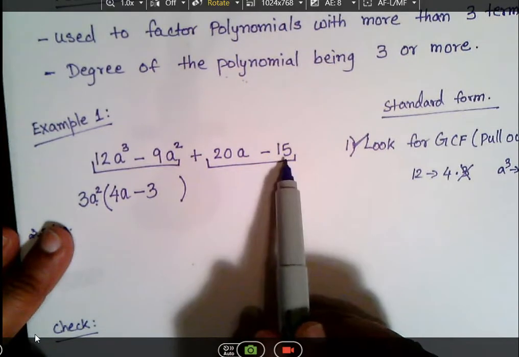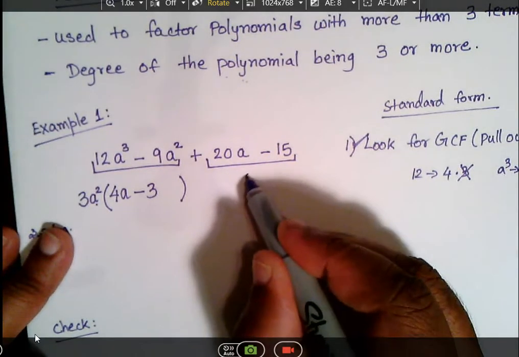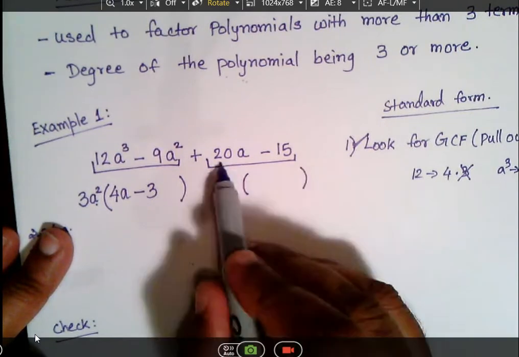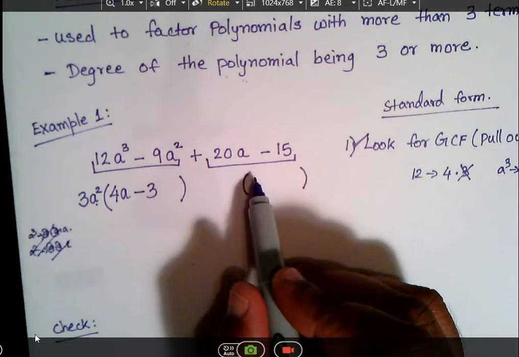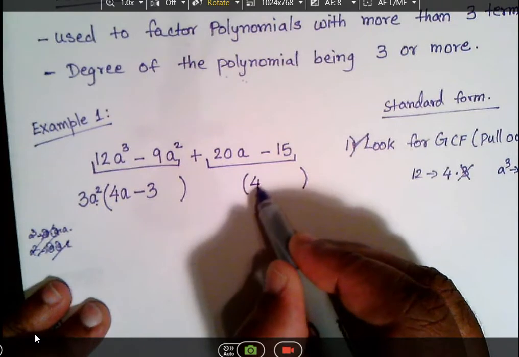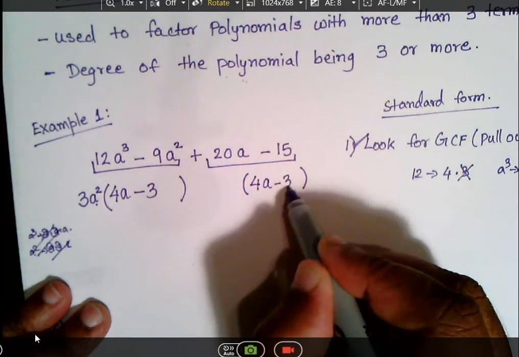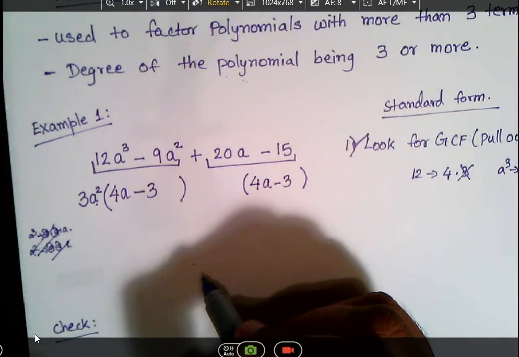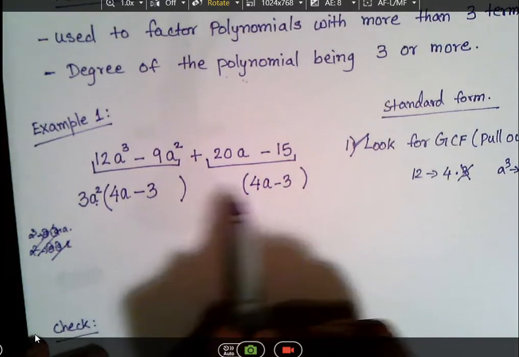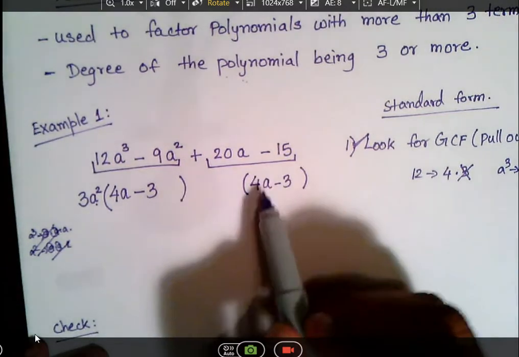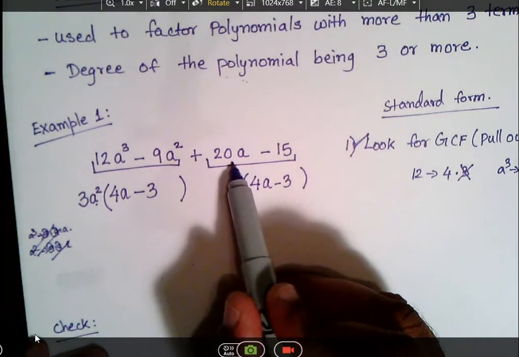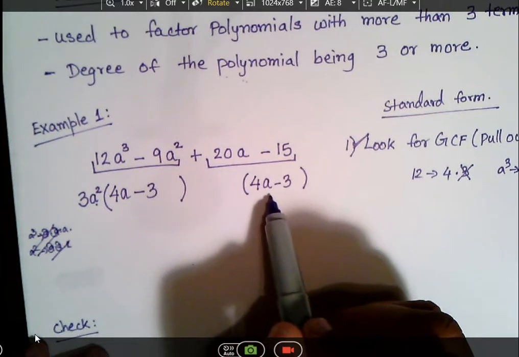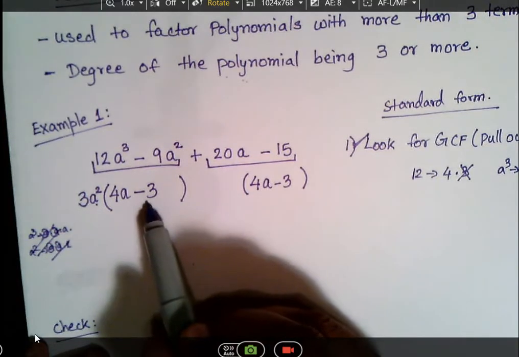But before I pull out my GCF, I need to make sure whatever is left out of these two terms after I pull out the GCF should be a 4a minus 3. Because in the next step, we are going to be using the technique of pulling out a common binomial factor, okay? My common binomial factor is that 4a minus 3. So when I look at it, I have a 4a, I want to have a 4a minus 3 there because I have a 4a minus 3 here.